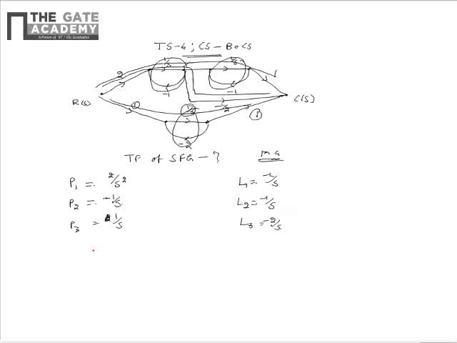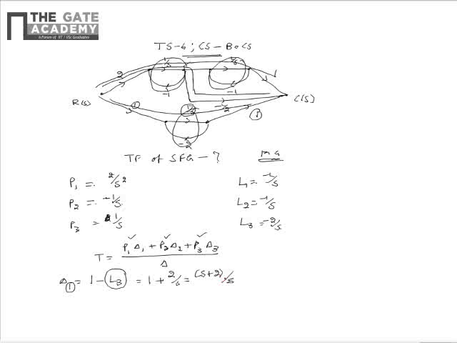From this we see that by Mason's gain formula, the overall transfer function T can be written as P1 delta 1 plus P2 delta 2 plus P3 delta 3 divided by delta. In this, we know P1, P2, P3, we need to find the delta terms. We know that delta 1 can be written as 1 minus L3. Here L3 has come into picture because for the forward path 1, the loop 3 is untouching. So this can be written as 1 plus 2 by S, that is equal to S plus 2 by S.